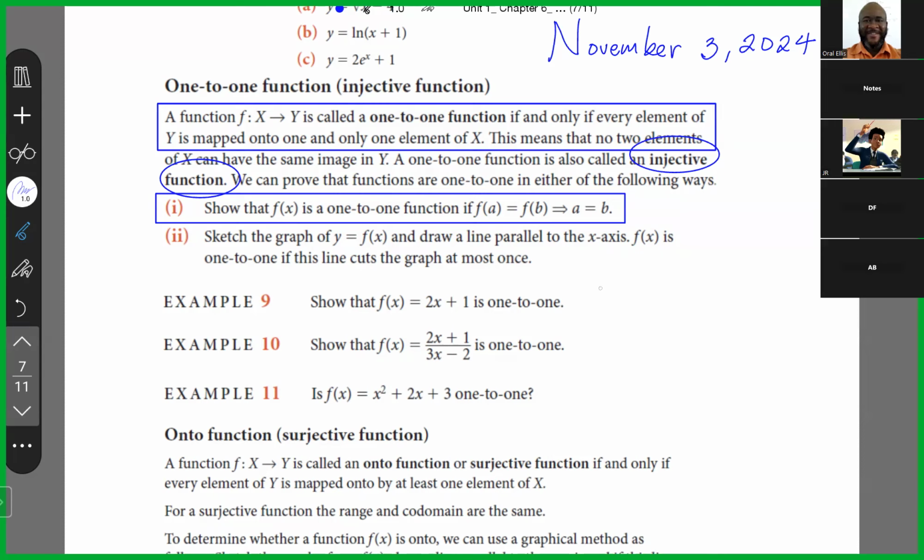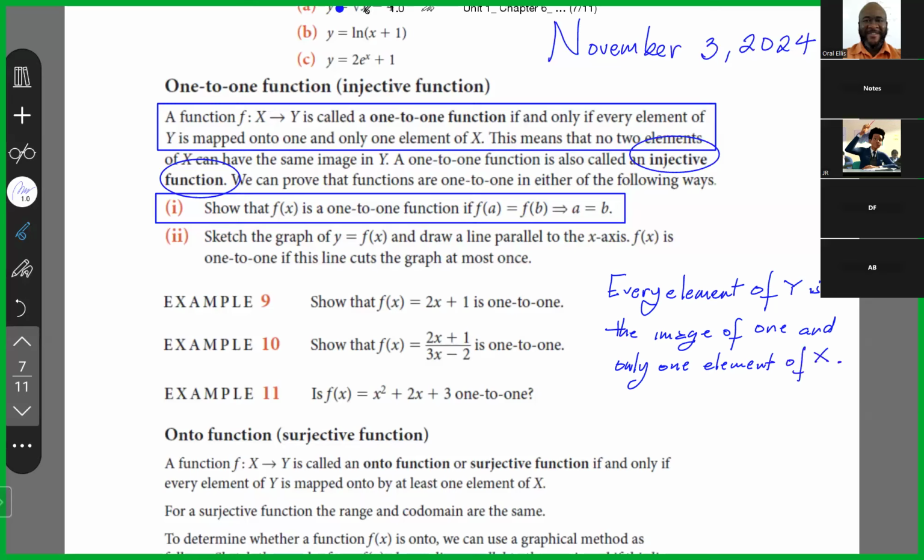I actually prefer if it was said this way, that every element of Y is the image of one and only one element of X. So a function f is one-to-one or injective if and only if every element of Y is the image of one and only one element of X. This means that no two elements of X can have the same image in Y.